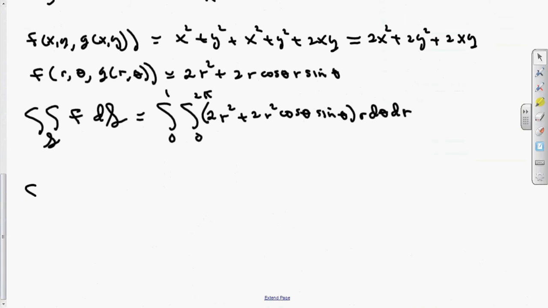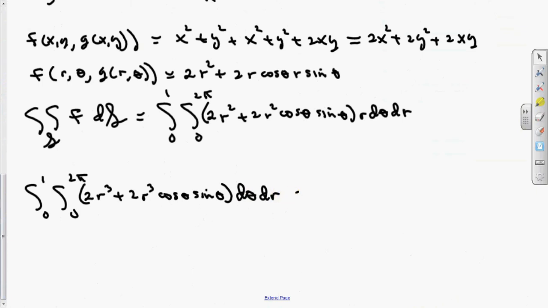So let's work this. This is 0 to 1, 0 to 2 pi. Multiply that r through, so that's 2r to the third plus 2r to the third cosine theta sine theta d theta dr. So I'm going to integrate with respect to theta. How do I integrate that? What do I use to integrate that cosine times the sine?